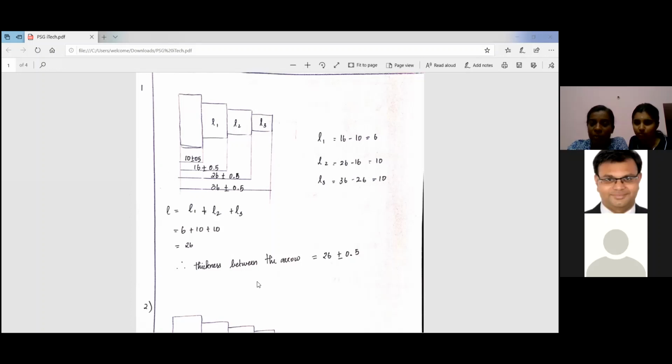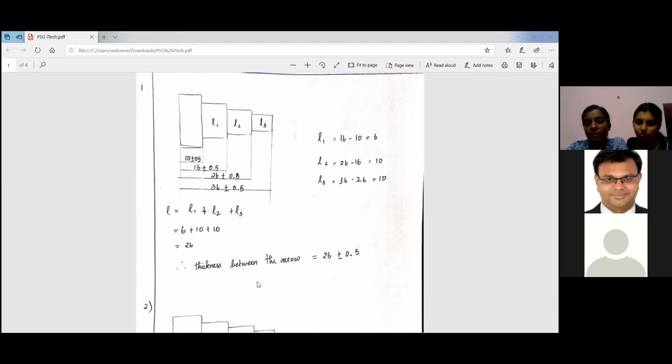So I will tell you the answer, how to do it. First one is the baseline method. You need to take the baseline one, which means the 10 plus or minus 0.5 is the first point, the first area. And the last area is L3, so 36 plus or minus 0.5.